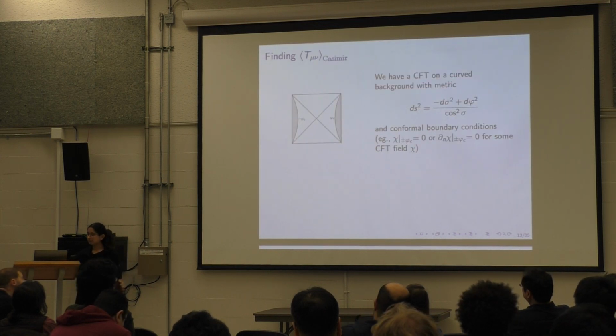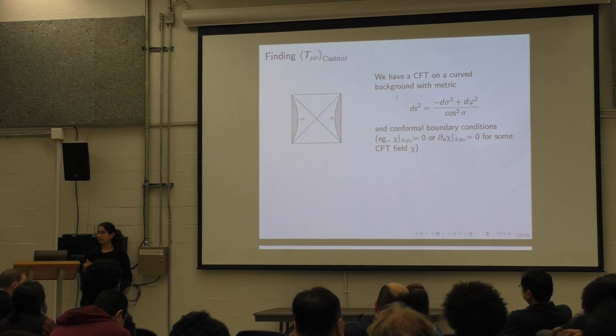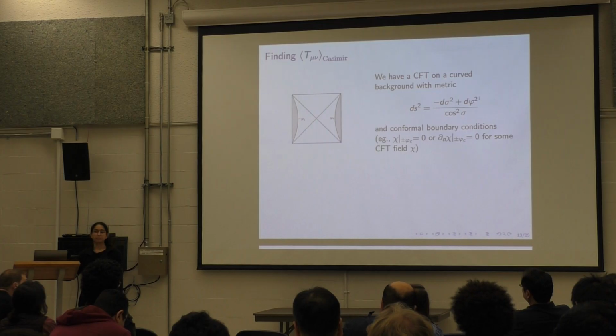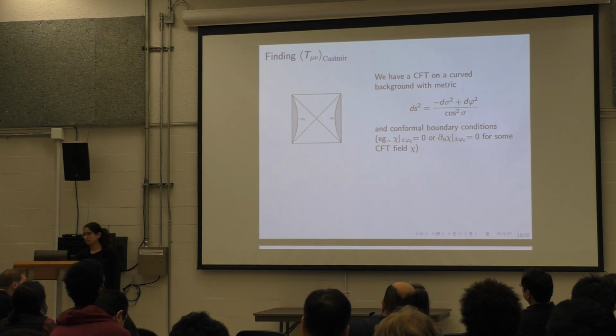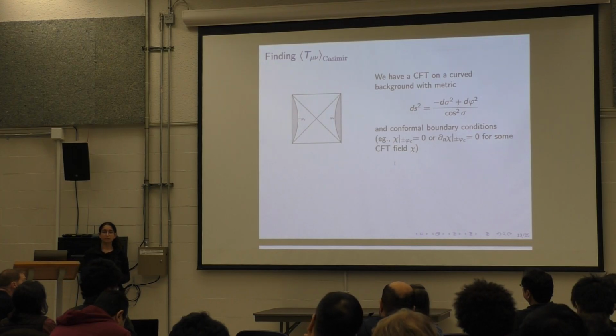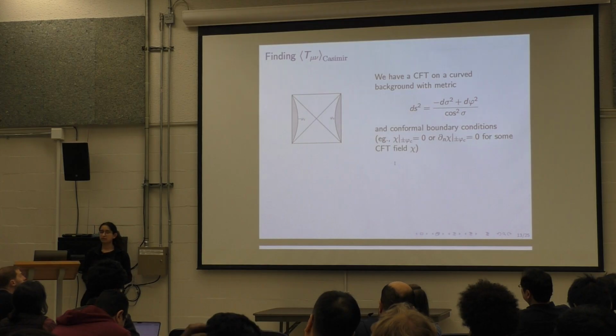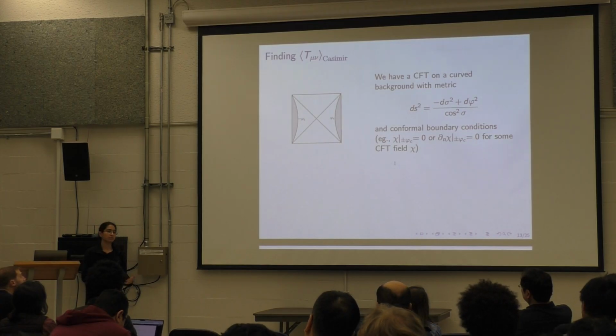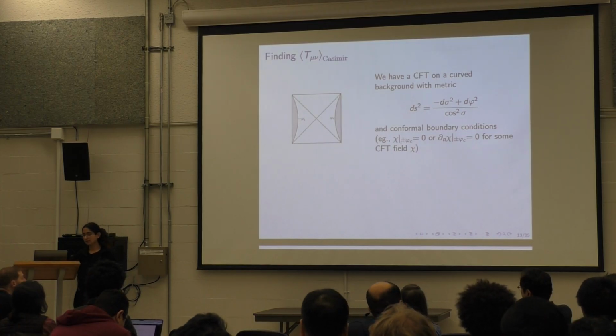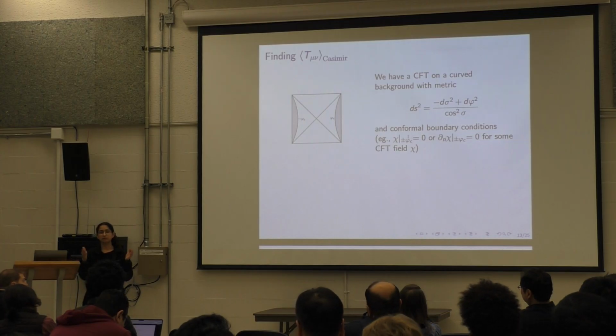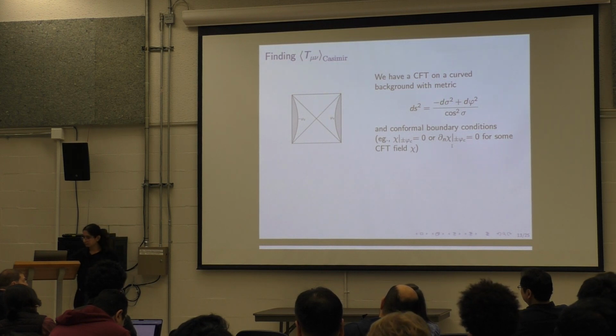So just as a reminder, we have some matter CFT on this curved background with timelike boundaries that has the de Sitter metric. And here we've written the de Sitter metric in a way that's conformal to flat space. And on this matter CFT, we impose conformal boundary conditions at the boundaries. And that means that these boundary conditions are invariant under conformal transformations. So one example of this is that the value of the CFT field on the boundary is fixed to 0, or the normal derivative of the CFT field is 0 on these boundaries.